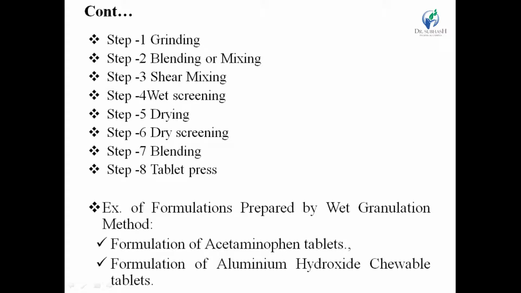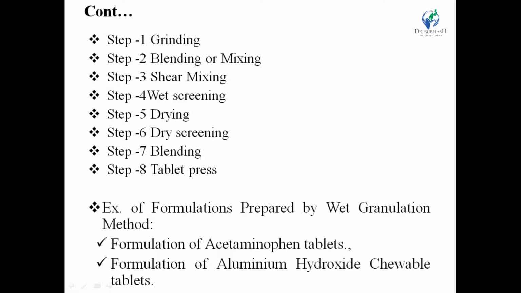Next is wet screening. In this step, the mass is screened to form pellets or granules. Step number 5 is drying. In this step, the pellets or granules are dried to remove excess moisture or excess liquid. Next is dry screening. Dry screening of granules results in size reduction.